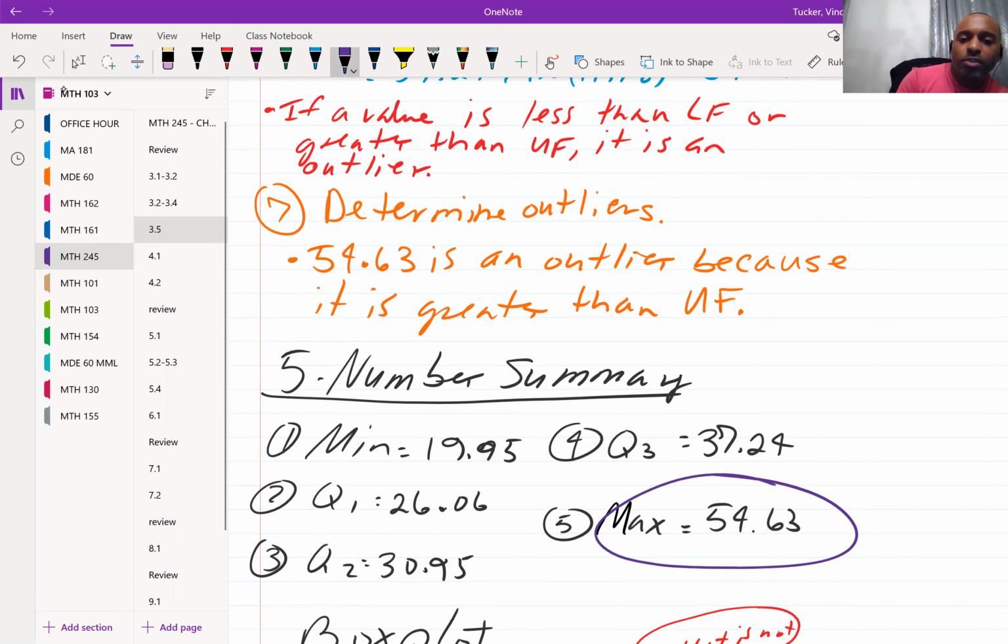This has nothing to do with whether they are outliers or not. Just what's your smallest value, what's your largest value. So don't get that confused with the box plot and outliers. It doesn't say maximum instead of outlier or anything like that. It's just what's your largest value, what's your smallest value. Those will be numbers 1 and 5. Those were our largest and smallest values, Q1, Q2, and Q3. That's your 5-number summary.